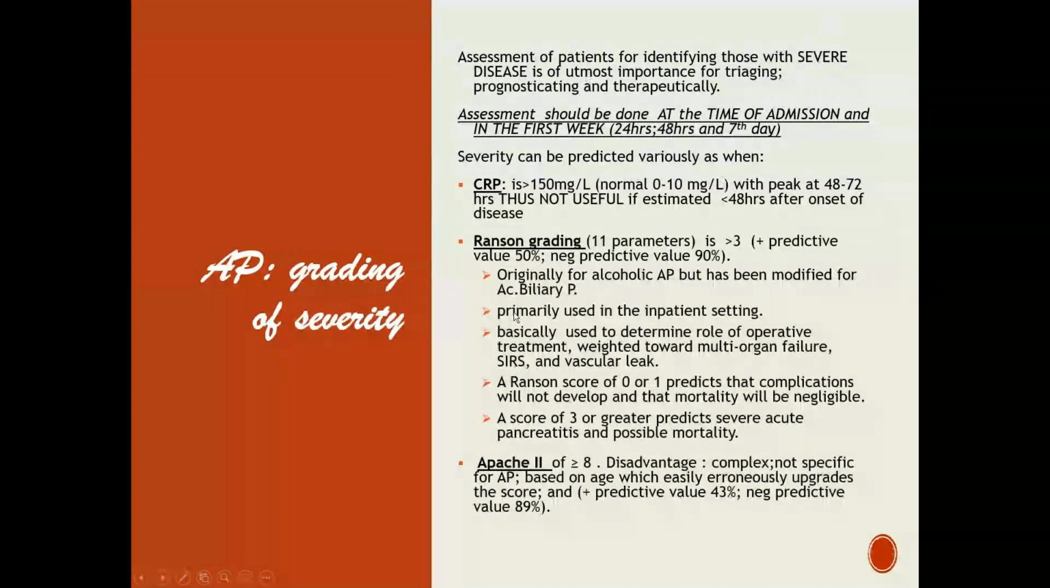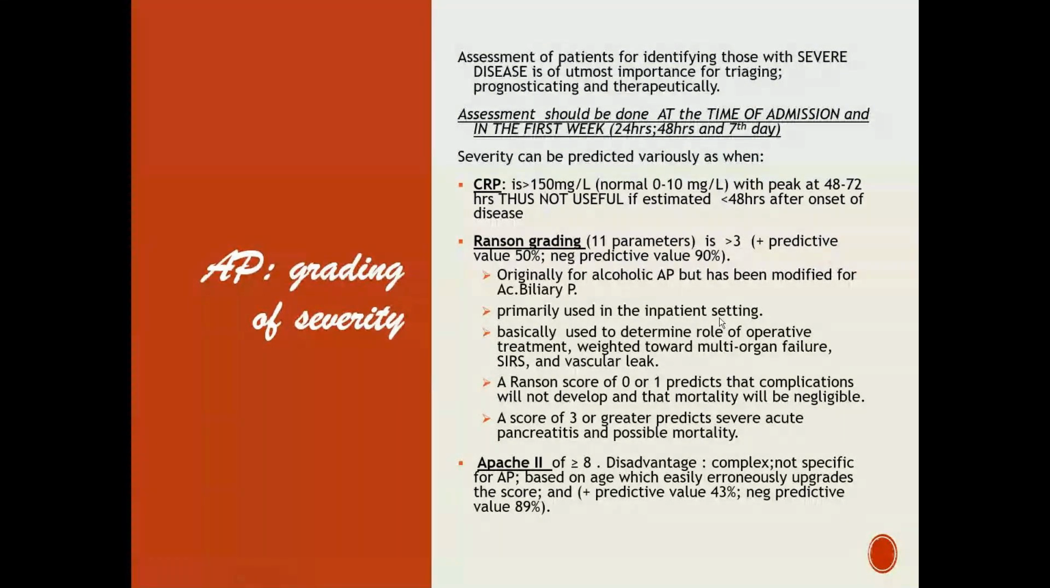A Ranson grading, which includes 11 parameters, is one of the standard grading methods for defining acute pancreatitis. Initially, it was only for alcoholic, but now Ranson's is both for alcoholic and biliary pancreatitis. Remember that. The problem with this is a positive predictive value of 50% and negative predictive value of 90%, right? Primarily used in an inpatient setting. That means it cannot be used for an outpatient. The patient has to be admitted.